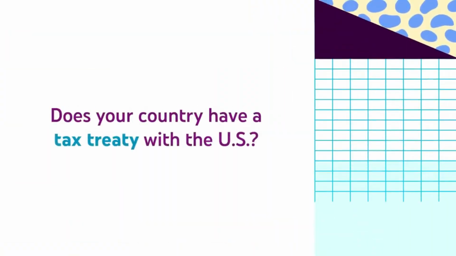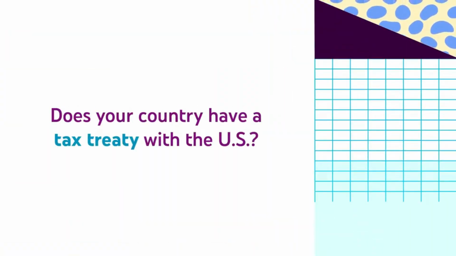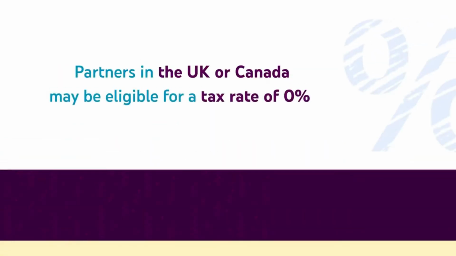And finally, does your country have a tax treaty with the US? Some countries have a tax treaty with the US that can potentially reduce the tax withholding rate on your revenue. So if you submit your tax info and claim a treaty benefit, your tax rate might be reduced. For example, partners in the UK or Canada may be eligible for a tax rate of 0%.